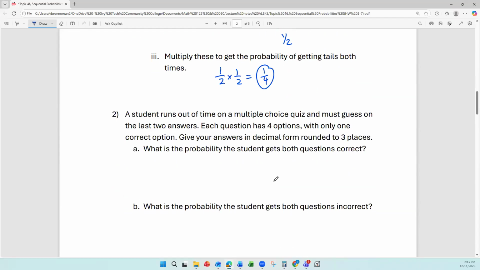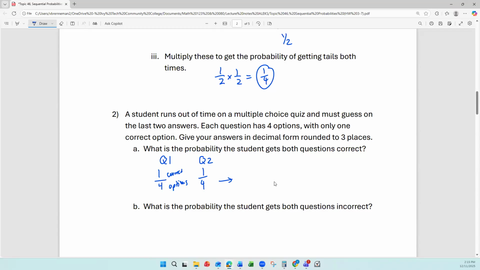Right, so next example, student ran out of time on a multiple choice quiz, has to guess on the last 2 answers. Each question has 4 options, with only 1 correct option. So probability the student gets both questions correct. So question 1, what's the probability? He's randomly choosing out of 4 options. 1 of them is correct. There's 1 correct out of 4 options. So the probability is 1/4. Second question, same deal, 1 correct out of 4 options, 1/4.